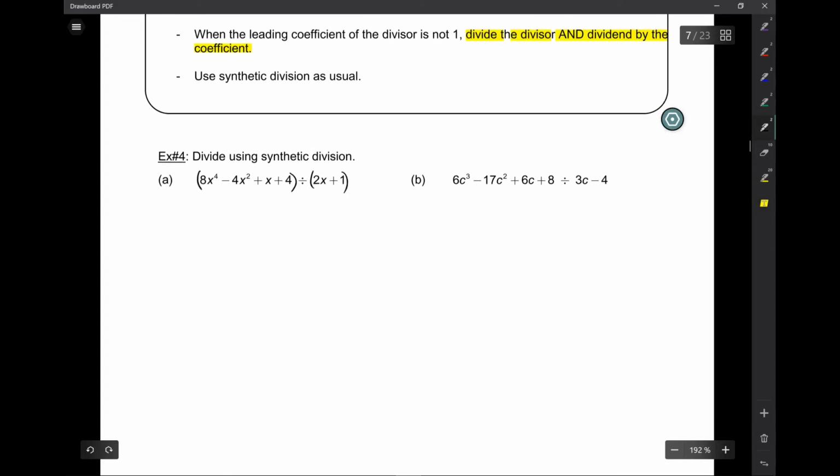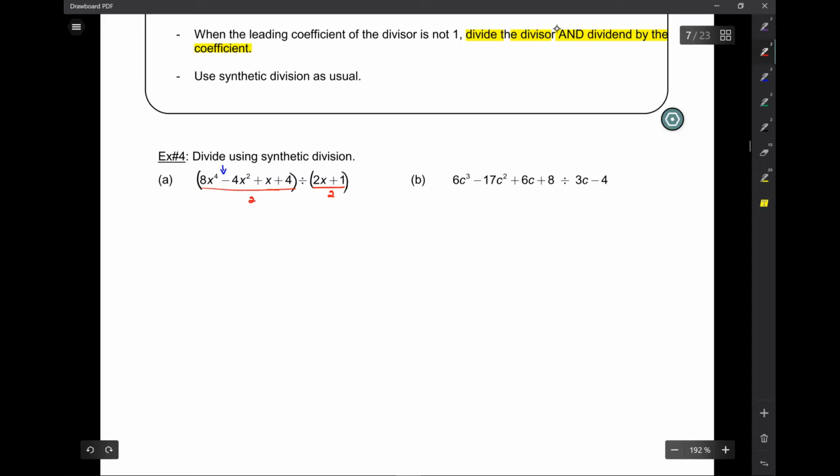Okay. So, two things here. First, when you check the exponents, you have 4, 3 is missing, and then 2, 1, 0. Also, there is a 2 here in front. So I need to divide this whole thing by 2 and this whole thing by 2.